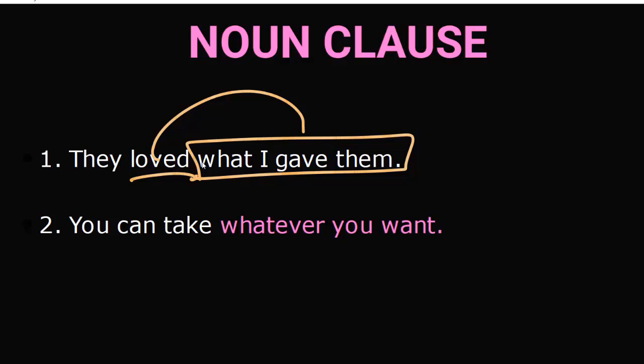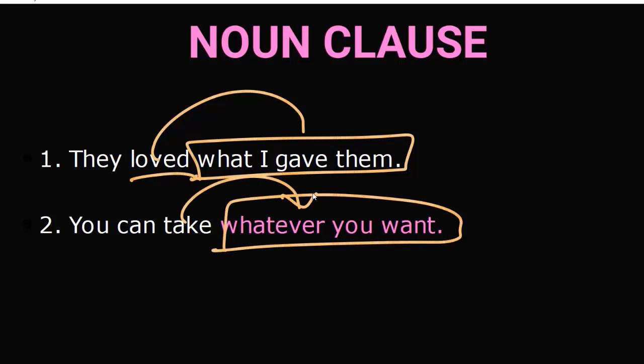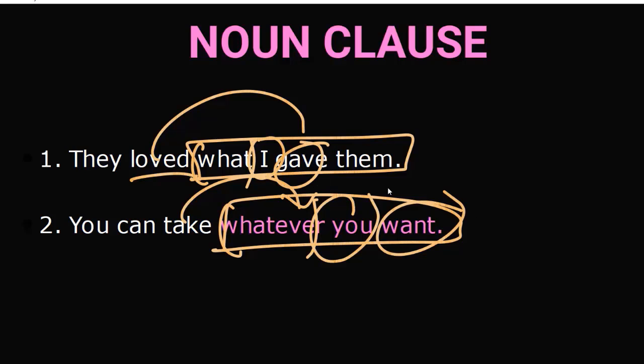They loved what I gave them, right? Loved what? What I gave them. Direct object. You can take whatever you want. You can take what? Whatever you want. Direct object, right? So these are dependent clauses starting with subordinating conjunctions, then they have the subject, and then they have the verb, right? Complete clause, but dependent.